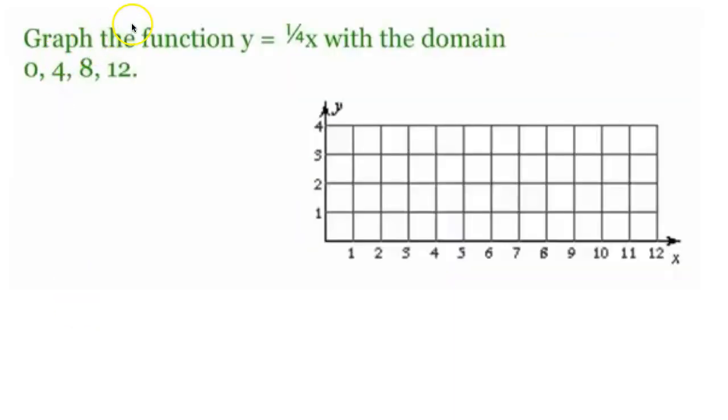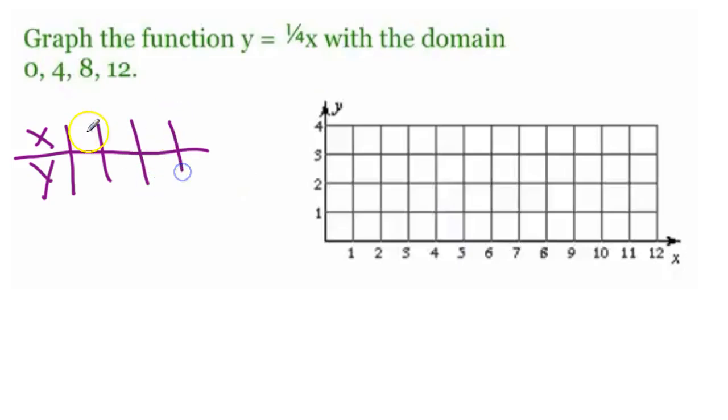So now we want to graph the function y equals 1/4 x with the domain 0, 4, 8, 12. So what I would do for this is make a table, my old x, y table. I'm going to put in 4 numbers, so I need 4 spots for numbers. 1, 2, 3, 4. There we go. And domain, those are the x values, so I'm going to plug those in for the x. 0, 4, 8, and 12.